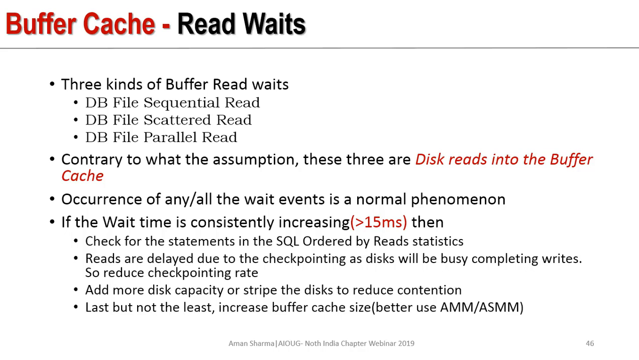The other waits are going to be the common waits of the user IO class: the sequential, the scattered, and the parallel reads. These waits are not happening in the memory but happening from the disk, which basically means that if they are being shown to you, this is the time taken by the process to read the data from the disk to the cache. And if these wait times are not more than 15 milliseconds and constantly increasing, it is really not a problem.